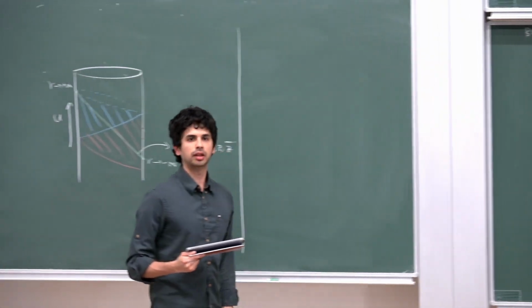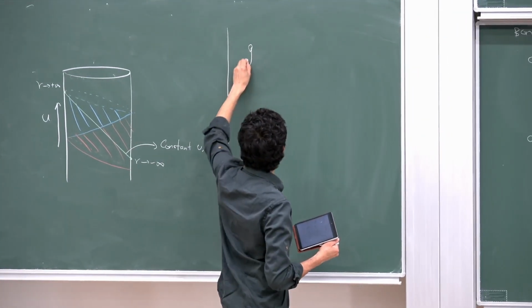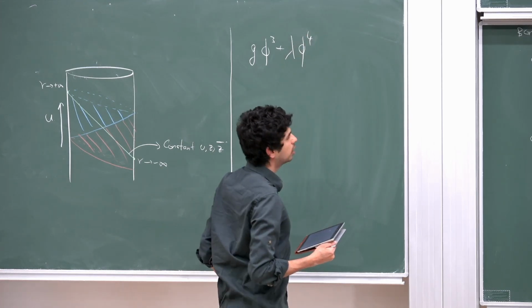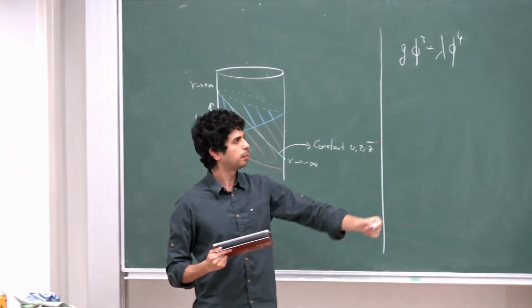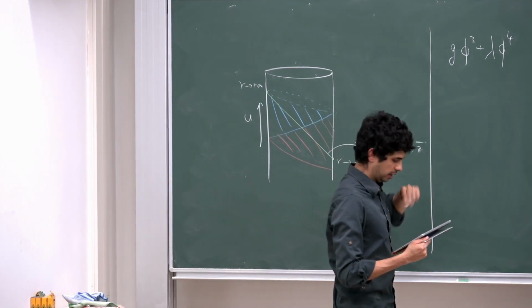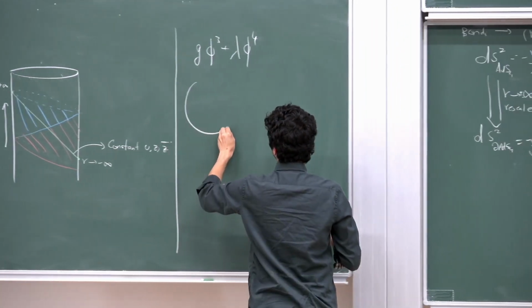I'll consider a theory in the bulk which has two kinds of interactions. There's a cubic and a quartic. This is just for illustration, and so we want to compute boundary correlators in this theory in AdS. And the way they're usually done is via Witten diagrams.